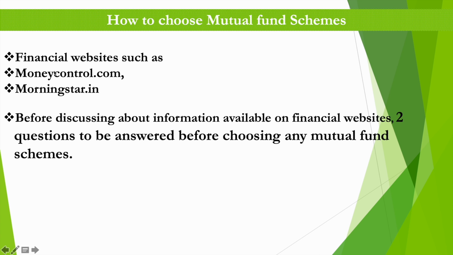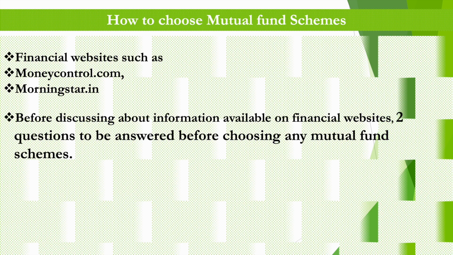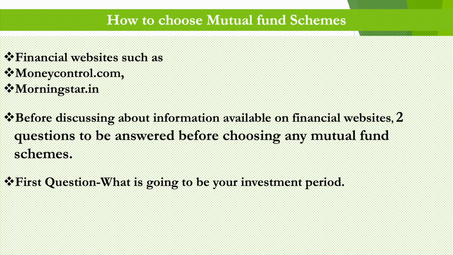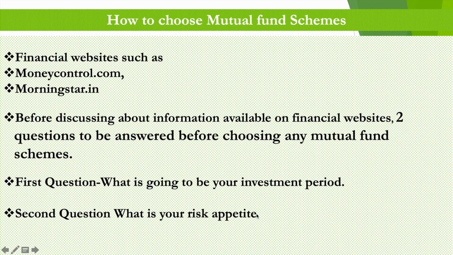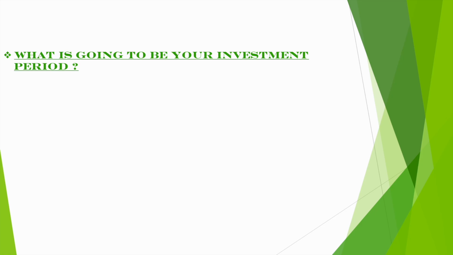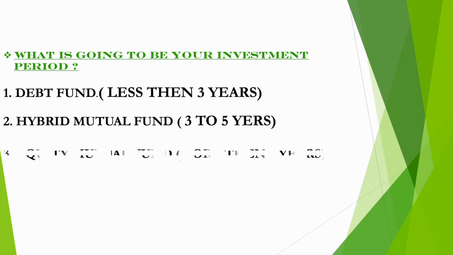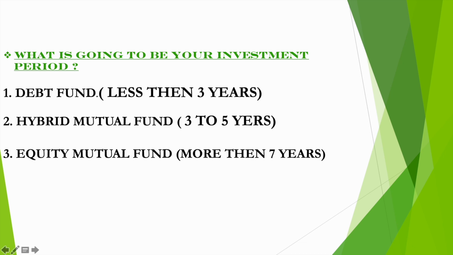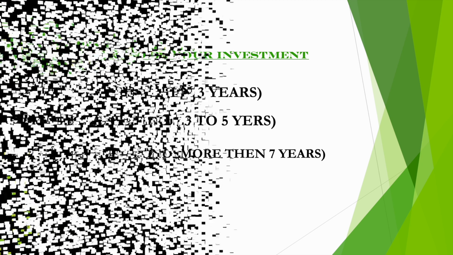Number 1. What is going to be your investment period? Number 2. What is your risk appetite? Let's go. What is going to be your investment period? Number 1. Debt fund. Number 2. Hybrid mutual fund. The last one, equity mutual fund.